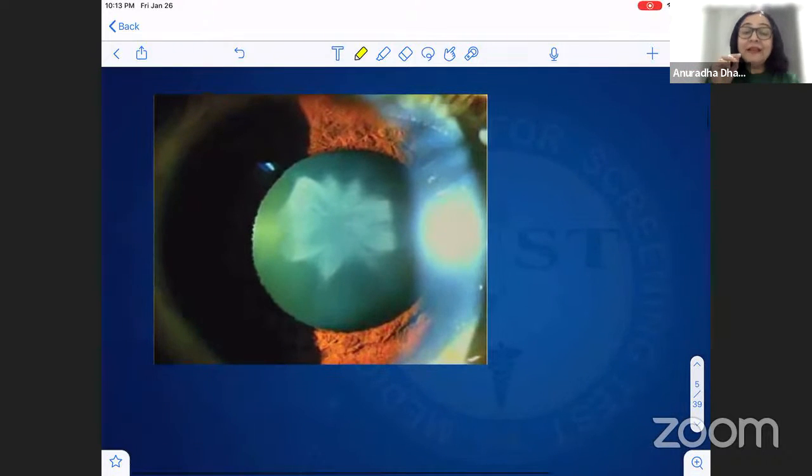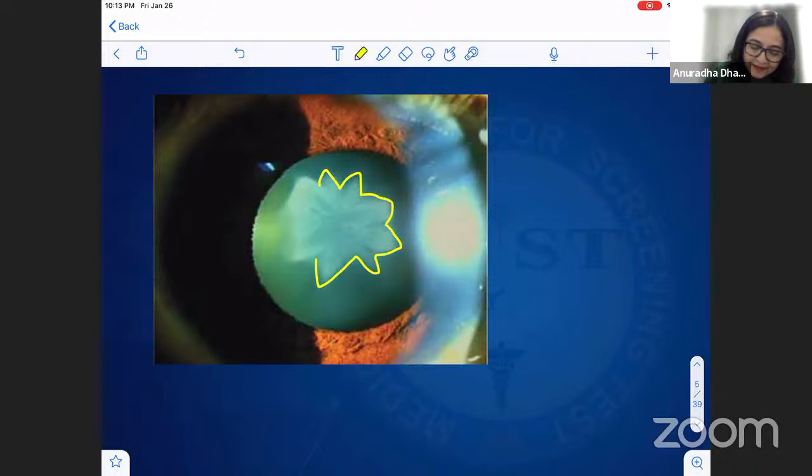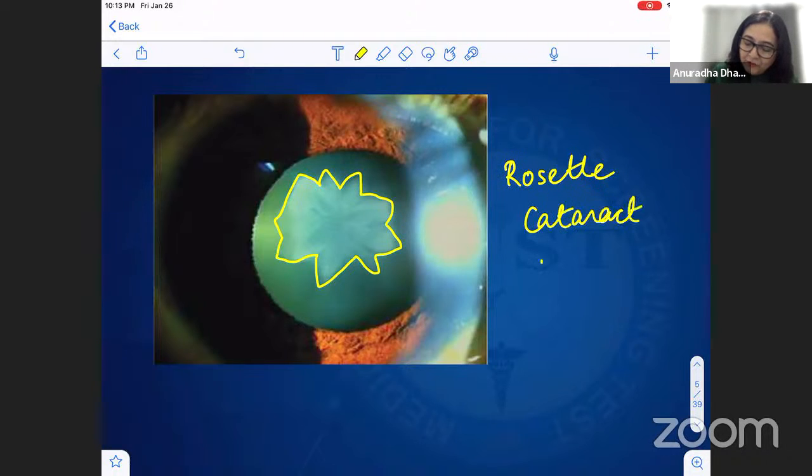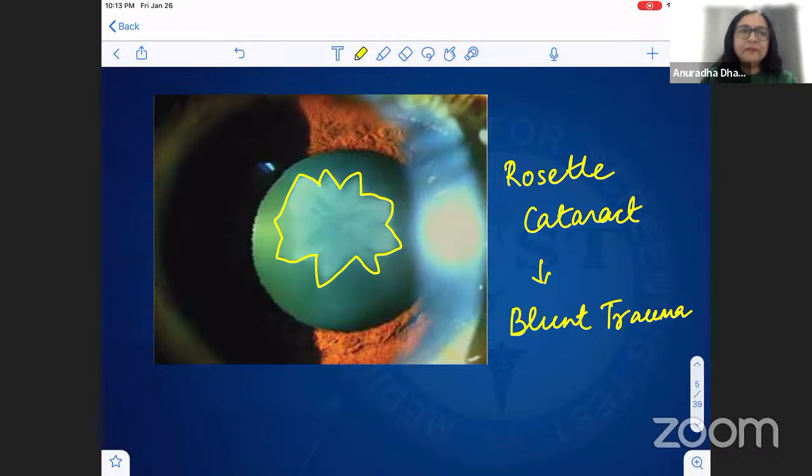So when the lens shows an opacity in the form of a rosette, here what are we seeing? We are seeing an opacification of the lens in the form of a rosette. Then it is a rosette cataract, which is a feature of blunt trauma. And again, I hope all of you have marked this as the right answer, because this didn't have the scope of confusion as far as the examiner was concerned. Right? Rosette cataract is seen with blunt trauma.